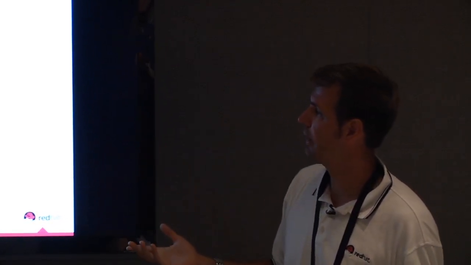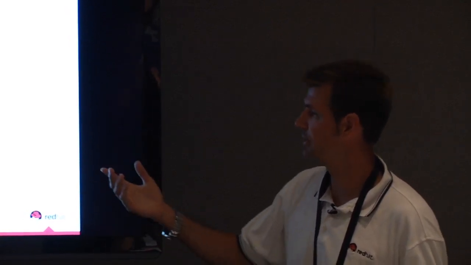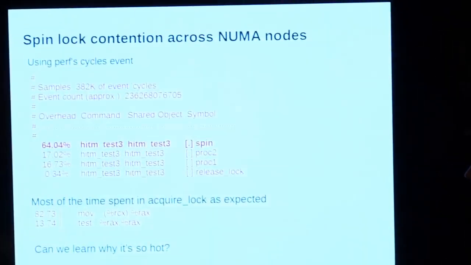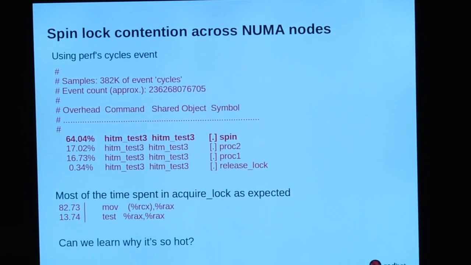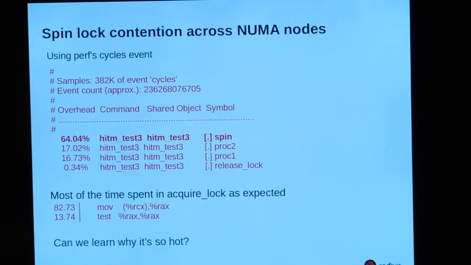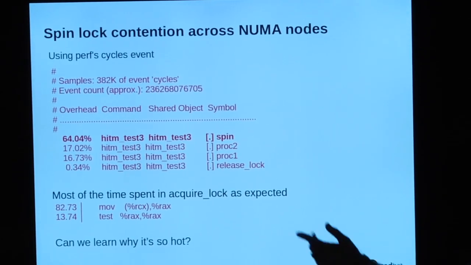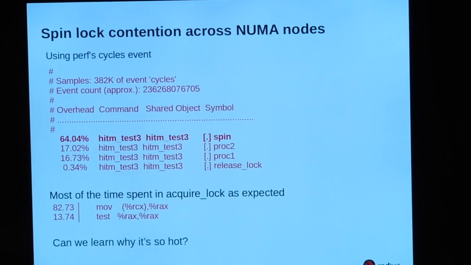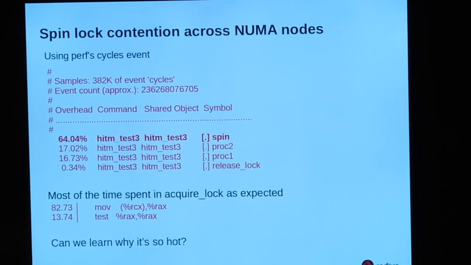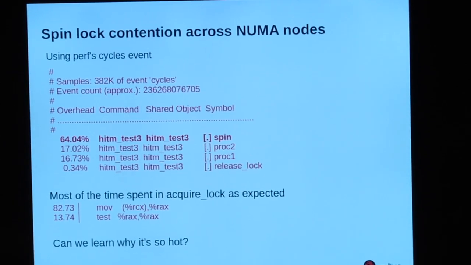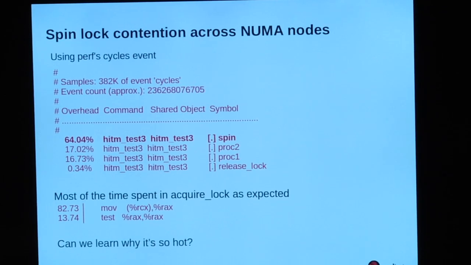Using Perf, perf record uses the default cycles event. It just shows that the spin routine was the hottest routine there. This is an expected thing. It's basically just acquiring the lock all the time. You annotate the file, and you see it's basically in the acquire lock. It's just sitting there loading the lock all the time and just reading it, trying to wait for it to be updated so it can move on. This is all expected stuff. So our idea is, can we learn why this is so hot?